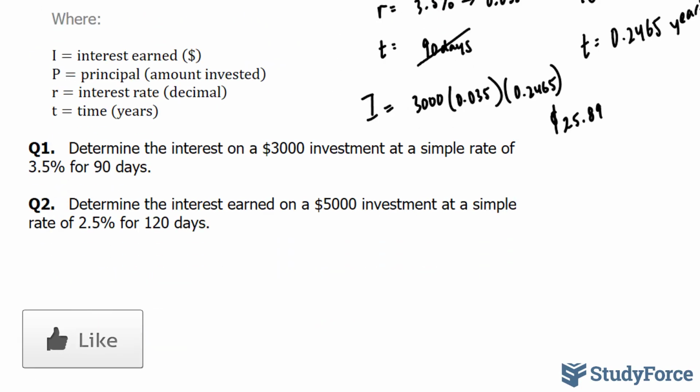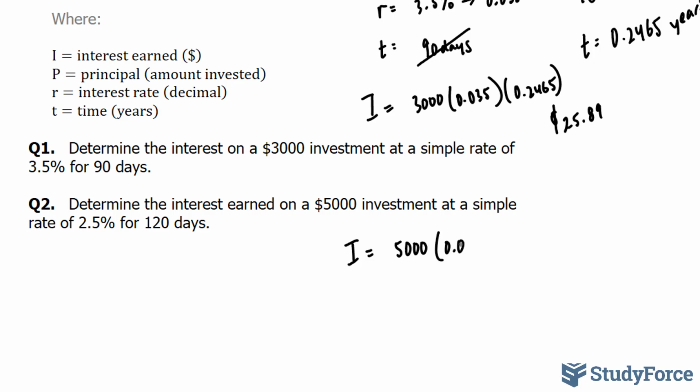In question 2, they ask, determine the interest earned on a $5,000 investment at a simple rate of 2.5% for 120 days. Let's do the same thing as before. I is equal to P, which is 5,000, times the percentage, which is 0.025. I divided this by 100, times, we have to find out what T is here, and it's not 120 because this is in days and our formula works with years.